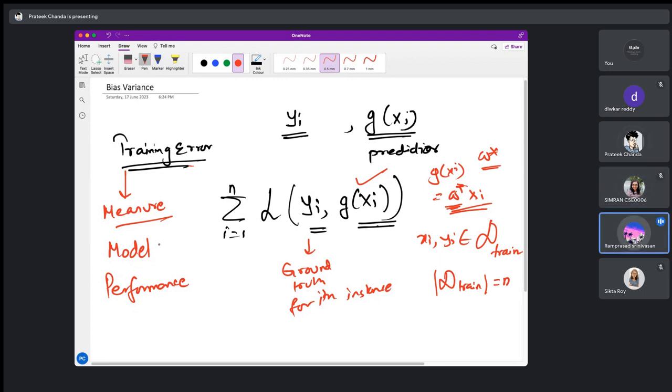Least squared would be one of the commonly used loss functions, like L2 loss, for example. Yeah, least squared or L2.